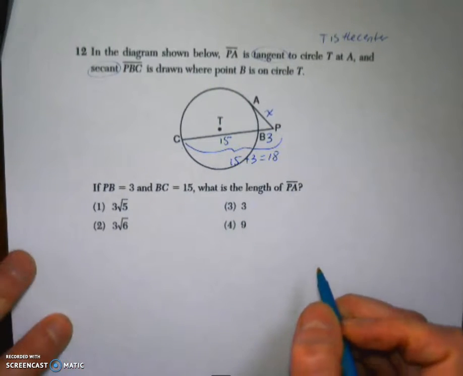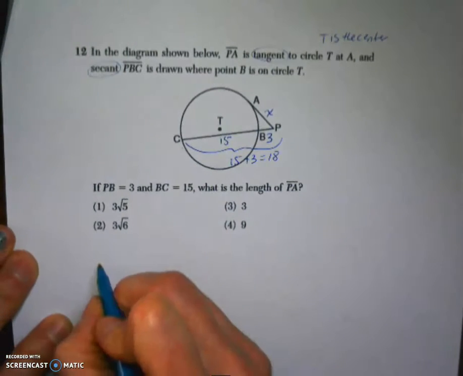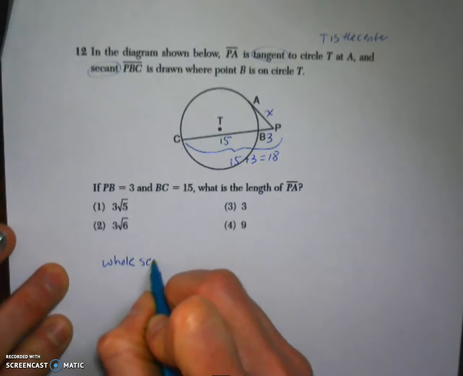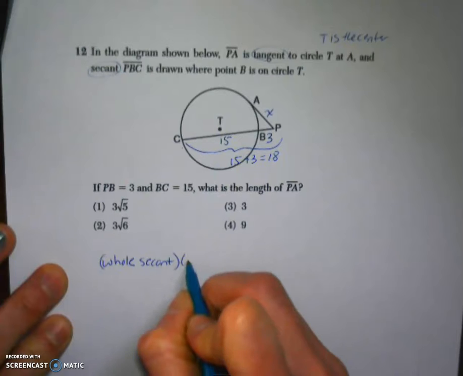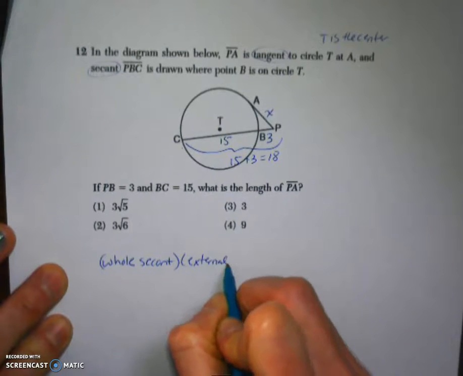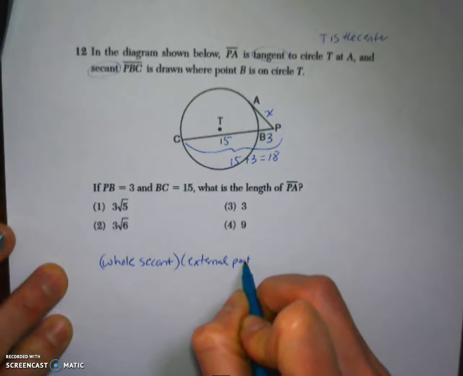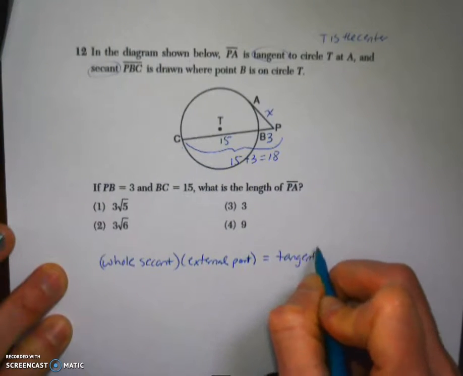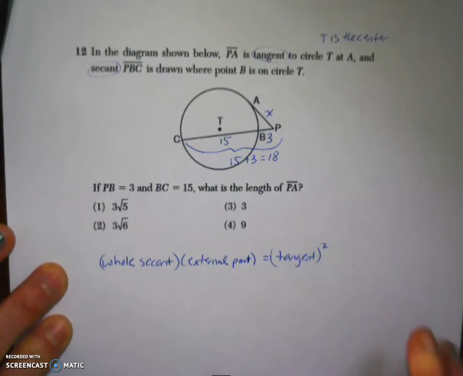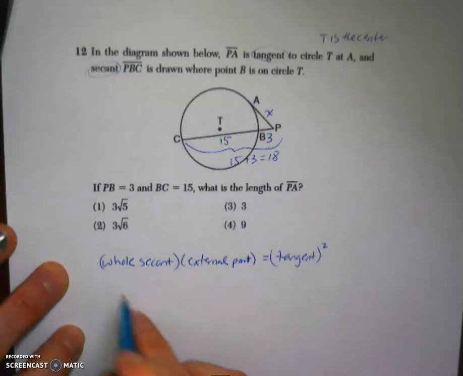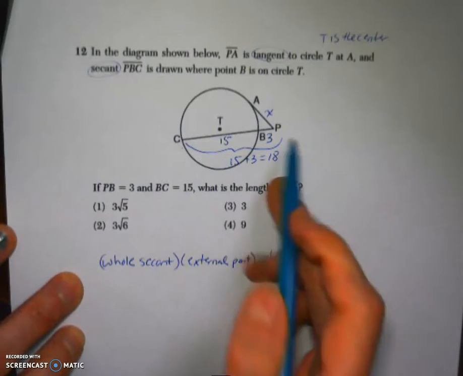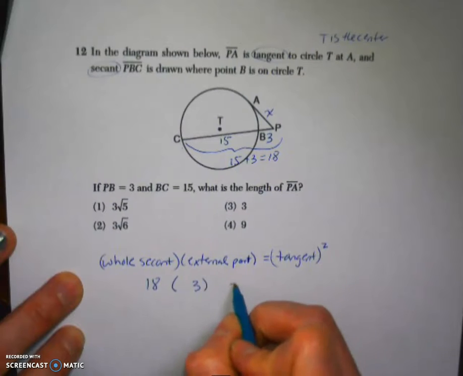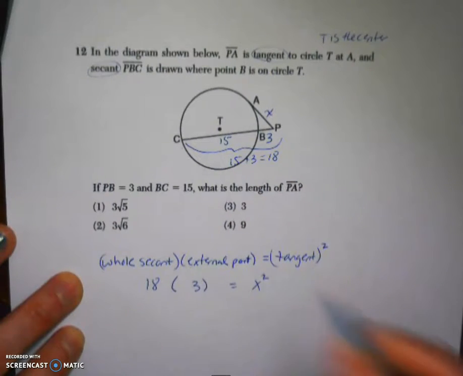So I know from my knowledge of circles, when we deal with secants, we have to take the length of the whole secant and multiply that by the external part of the secant. And that's going to equal the length of the tangent times itself, or tangent squared. So now we're going to plug in what we have. The whole secant is 18 times the external part, which is 3, and that's going to equal our x squared.